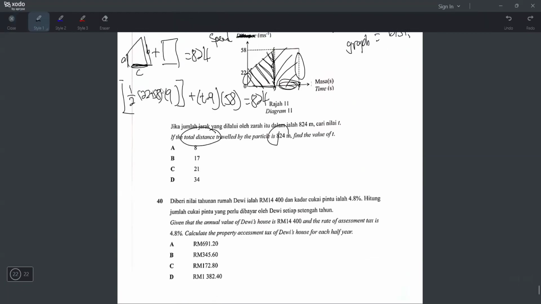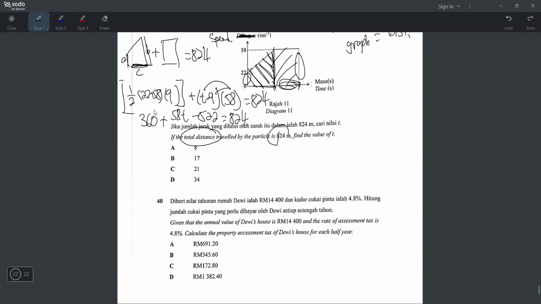Okay, 22 plus 58, press calculator. 80 divided by 2, 40 times 9, 360. Plus 58 times (t minus 9). This one you can expand, but if you don't want to expand, also can, you will get the same, right? But let's expand it. What is 58 times t? 58t. And 58 times 9, my calculator gives me 522. So 58 times t is 58t, and then 58 times -9 is -522, equals 824.